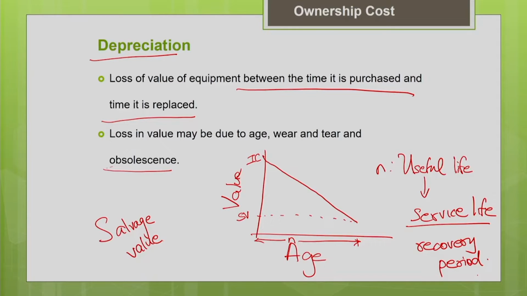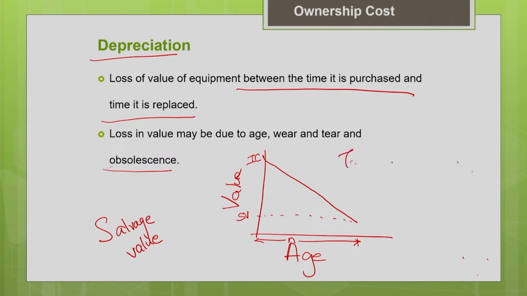Now the total depreciation should be the difference between the initial cost and the salvage value. So total depreciation equals your initial cost minus your salvage value. If I want to know the annual depreciation every year, then I have to divide it by the number of years, the useful life of the machine. This will give you the annual depreciation.